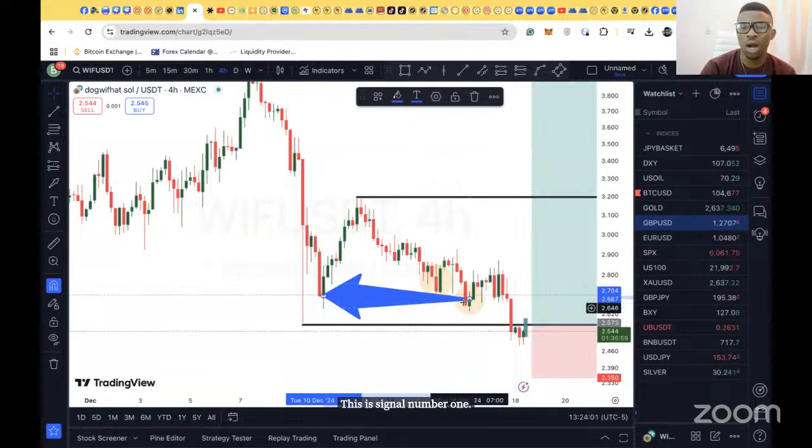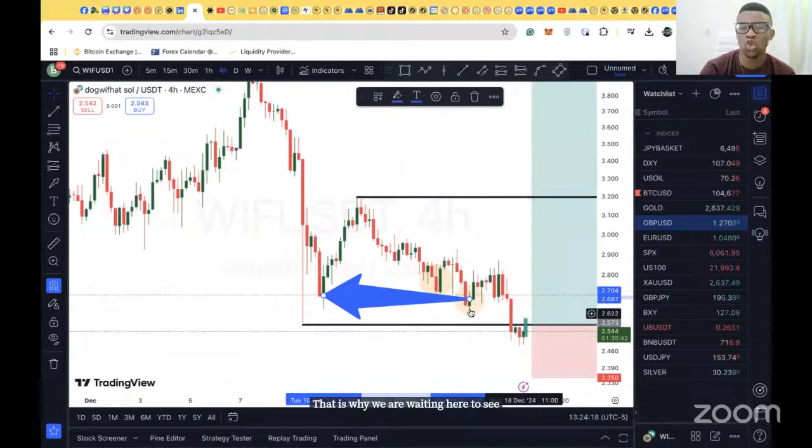It didn't work. This is signal number 2. It still didn't work. We have been brought down here. The last signal is when the price comes back in again. There is a reason why the market does not pick up from here. There is a technical reason why the market did not pick up from here. That is why we are waiting here to see.